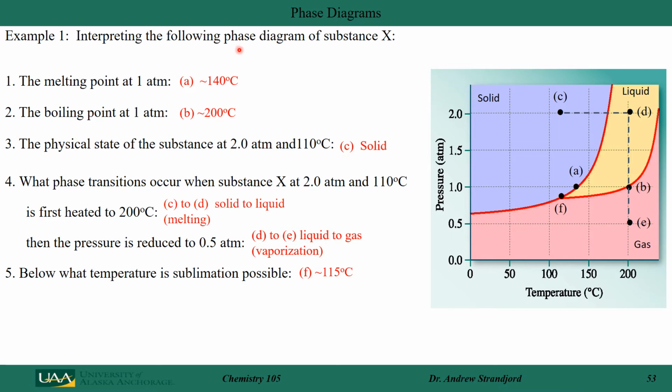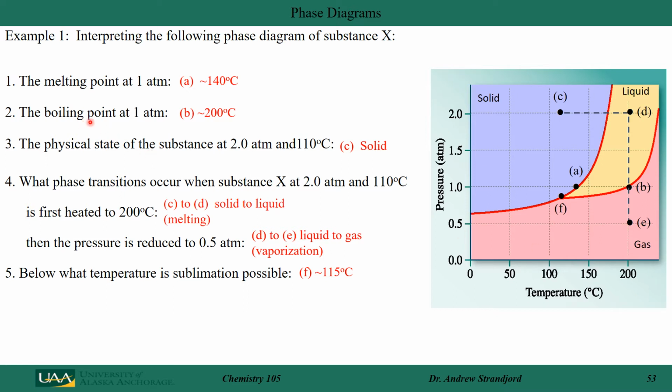Let's use the phase diagram to the right to interpret some of the different important points on a phase diagram. What's the melting point of this substance at 1 atmosphere? So let's see, I'm here at 1 atmosphere. And what is melting again? That's going from a solid to a liquid. So here's my 1 atmosphere. I want to go from a solid to liquid. That would be point A here. And what temperature is that? I just come down here, and that's approximately 140 degrees.